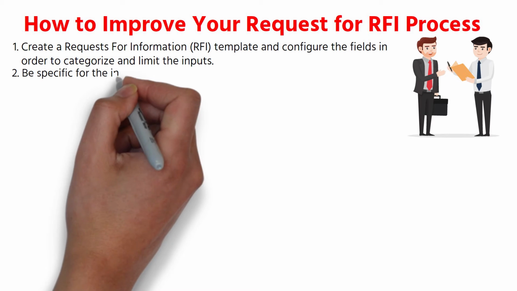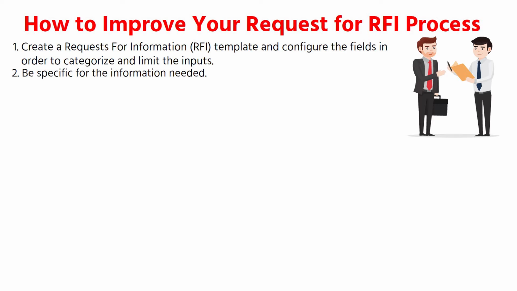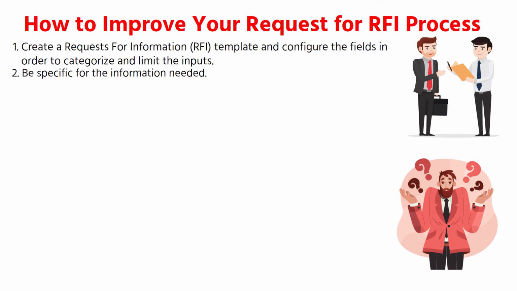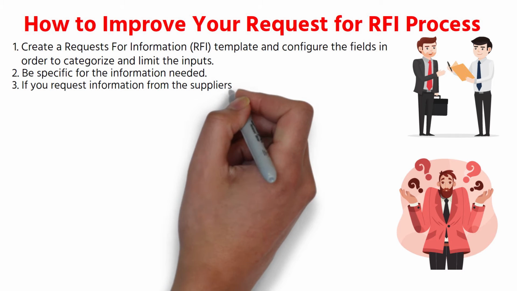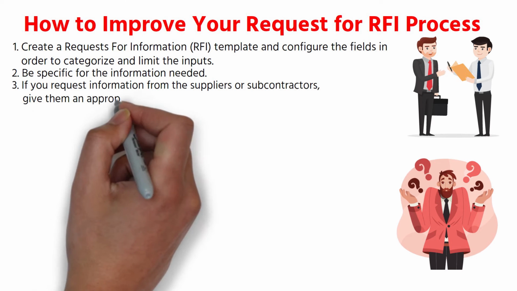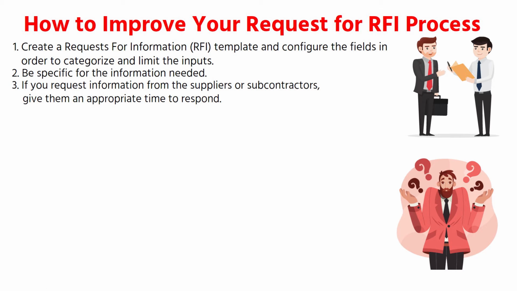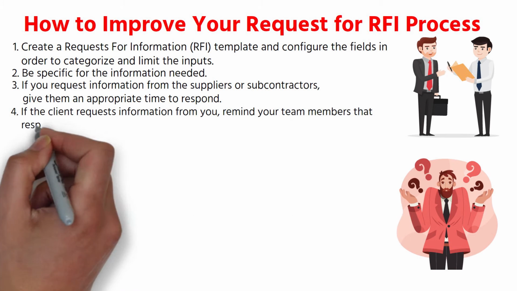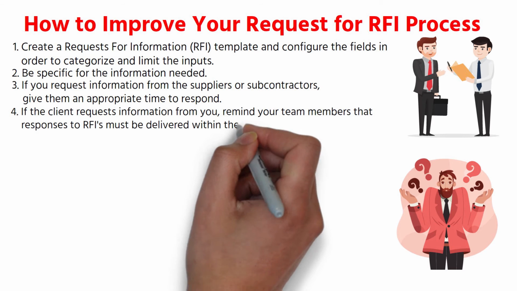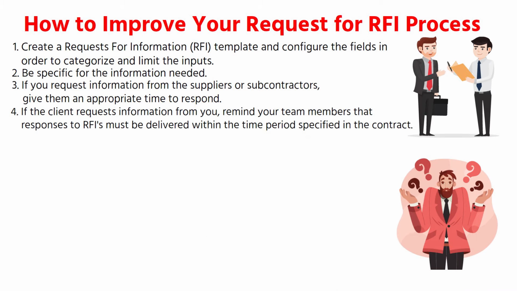2. Be specific for the information needed. By this means you can get a useful response. The vendors may not understand if your questions are unclear. 3. If you request information from the suppliers or subcontractors, give them an appropriate time to respond. 4. If the client requests information from you, remind your team members that responses to RFIs must be delivered within the time period specified in the contract.